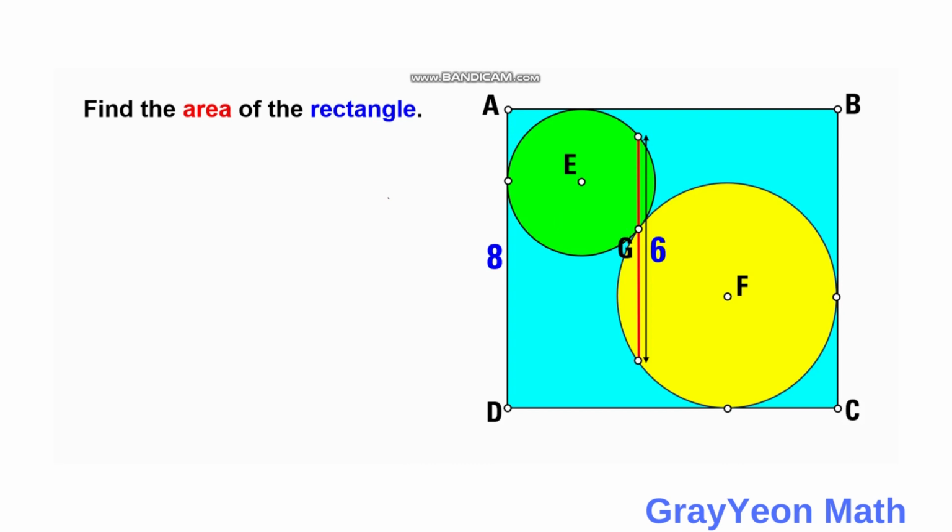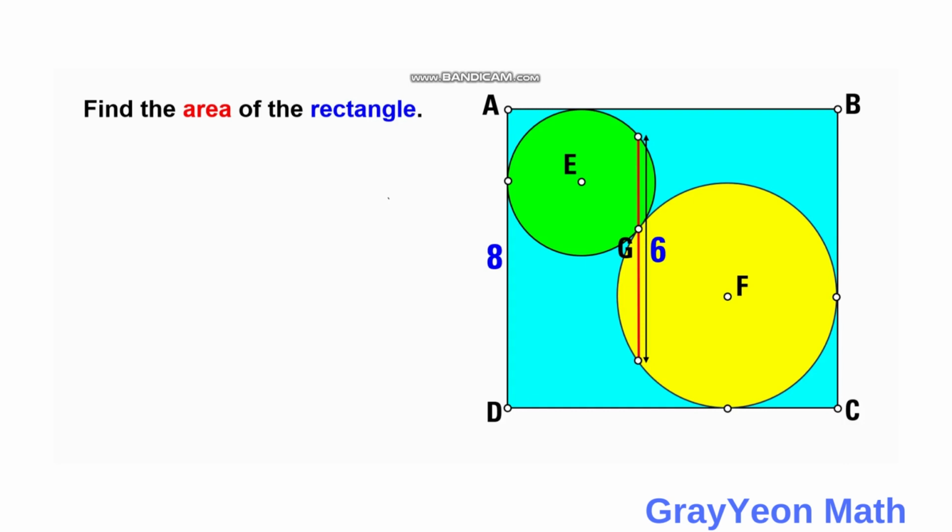Okay, so our strategy, the main goal, is to find the area of the rectangle, and we just need to find the length of this rectangle because the side is already given. If we get the length, then it is easy to find the area of the rectangle.